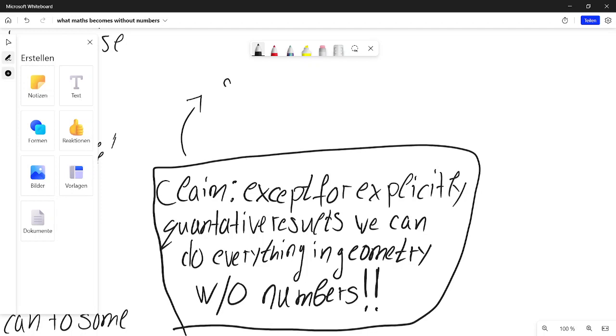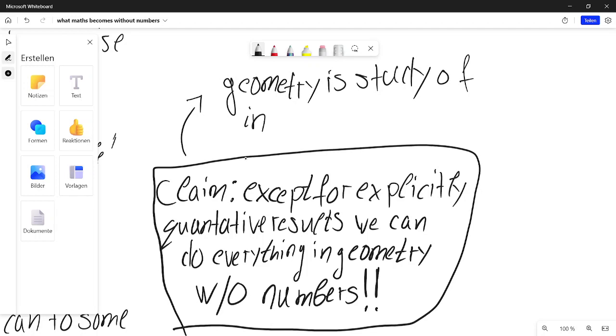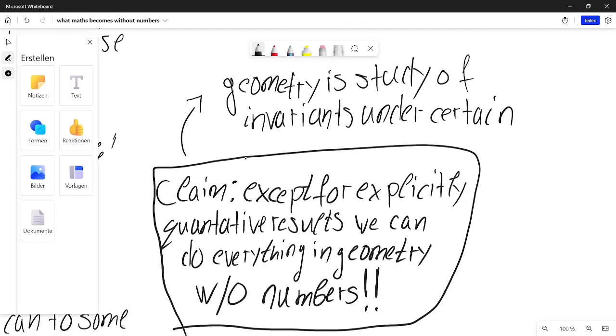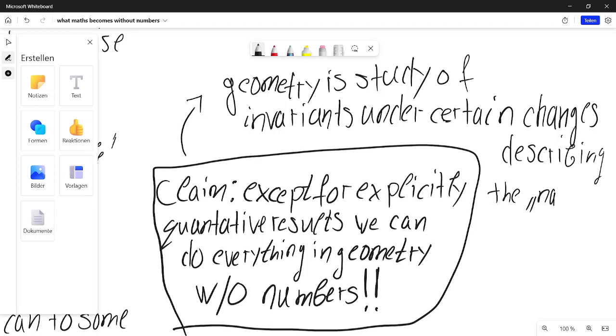Okay, I just put a sentence here. Geometry is the study of invariants, of invariants under certain, let's call it, I don't want to call it what it is usually called. Geometry is the study of invariants under certain changes describing the nature of the underlying setting.